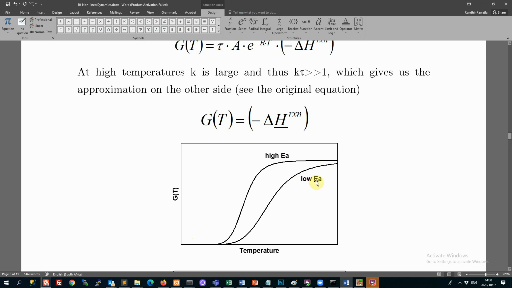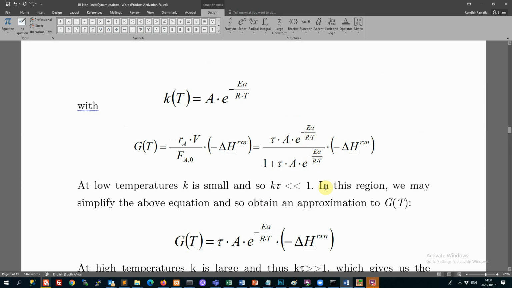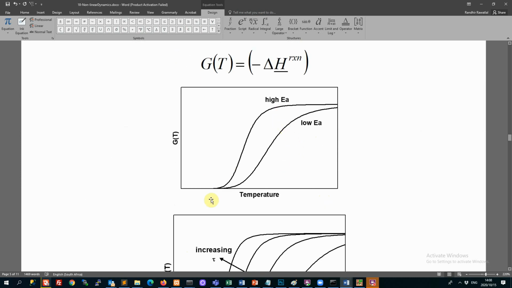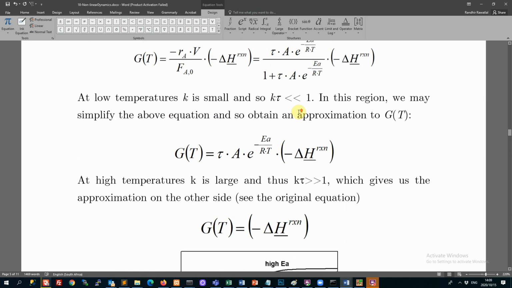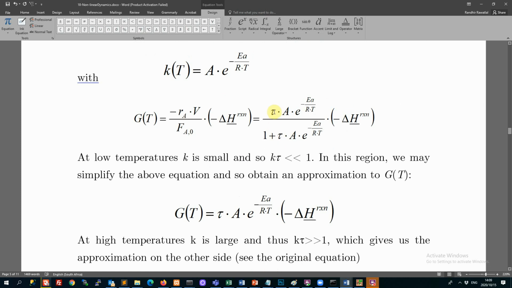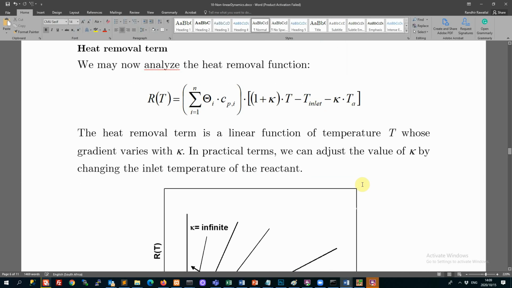And here's a comment that as EA, the activation energy, changes, that changes the slope of the line. So for high EA, this curve gets sharper and sharper, and for low EA, you can see it flattens out there. Tau is also in here, so tau appears linearly in this term. So you can easily think of how tau influences this as well. As you increase tau, you get sharper responses, but with the same features, 0 and heat of reaction there. Right, so that's the G of T side of it.